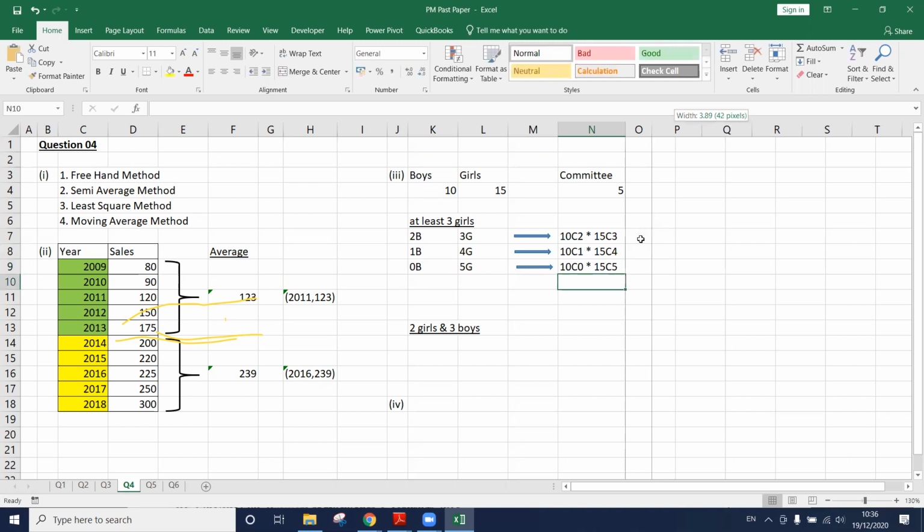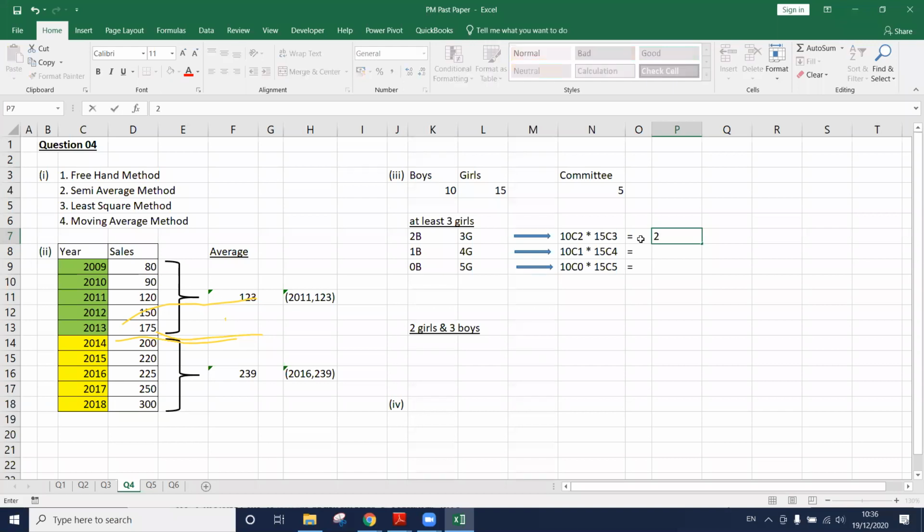What are the values here? Right. 10C2 into 15C3. There are 20475 ways to select two boys and three girls. Then how many ways are there to select one boy and four girls? Here you know, 10C1 into 15C4. 13,650. Right.